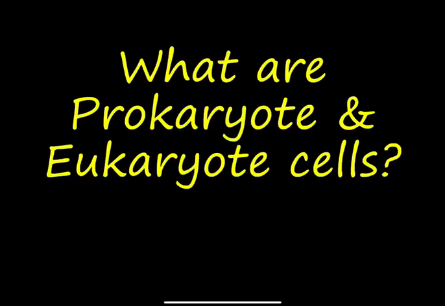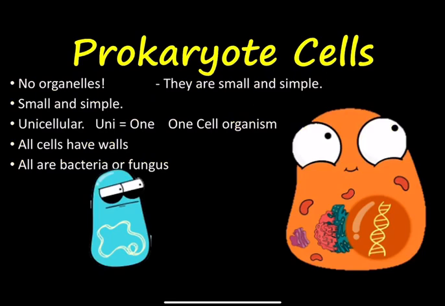What are prokaryotic and eukaryotic cells? Prokaryotic cells. Prokaryotic cells have no organelles. They are small and simple. They are unicellular organisms. Uni meaning one and cellular meaning it's a cell.